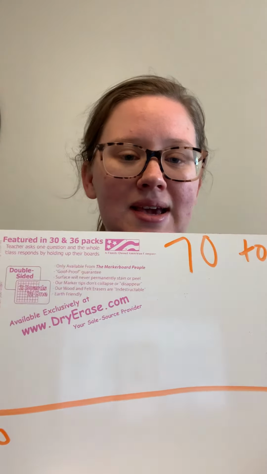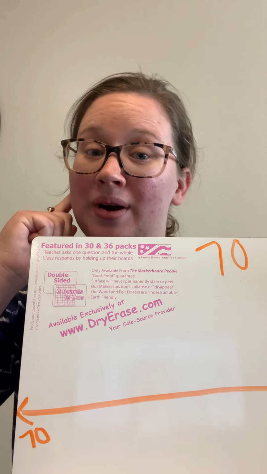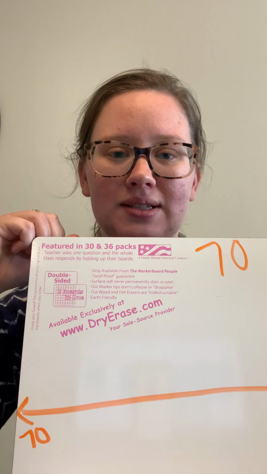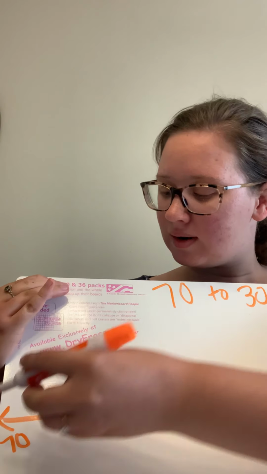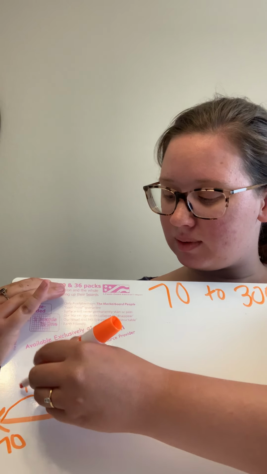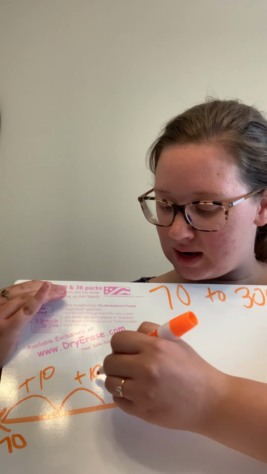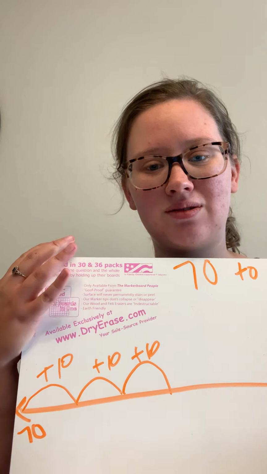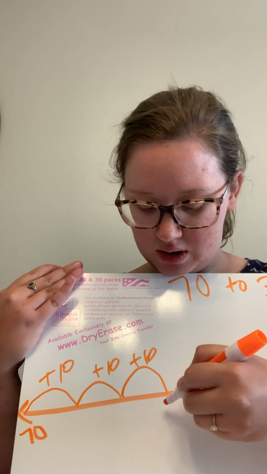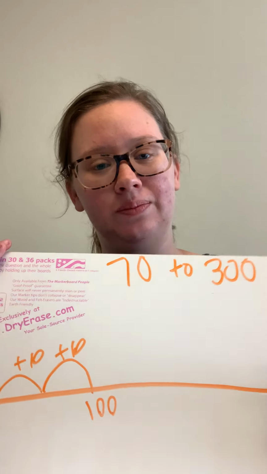So 70, how many tens do I need to count on to get to 100? So let's count together. 70, 80, 90, 100. I need to count on 3 more tens. So I need to do 3 hops of 10 plus 10, plus 10, and plus 10. And we just counted 70, 80, 90, 100. So once we count on those plus 10s, we're at 100.